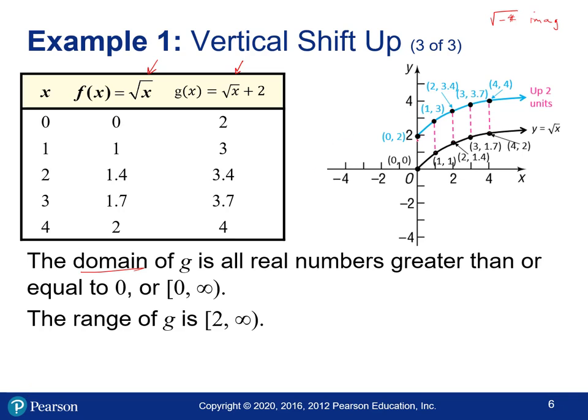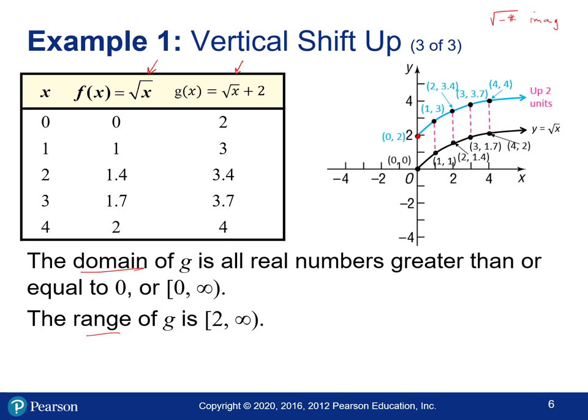Notice that because our whole graph shifted up 2 units, the lowest y value is 2, and all the rest of the y values on the graph are going to keep going up, eventually forever, so it's going to go to infinity. So the range is 2 to infinity.